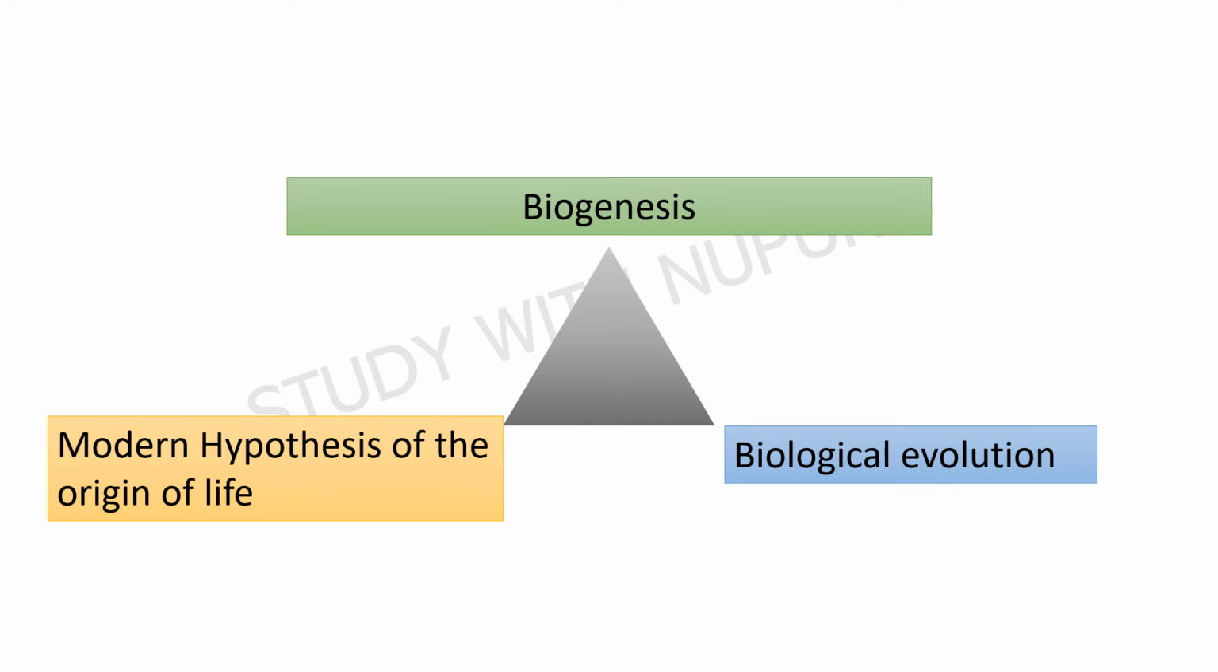Then coming on to lesson number 3. What will comprise your lesson number 3? We'll be discussing the modern hypothesis of origin of life, biogenesis, and biological evolution. Under biogenesis, we'll be studying the different experiments conducted in support of the origin of life. In lesson number 3, I'll be teaching you all these 3 in detail and with the help of diagrams so that you can understand them in a much better way.